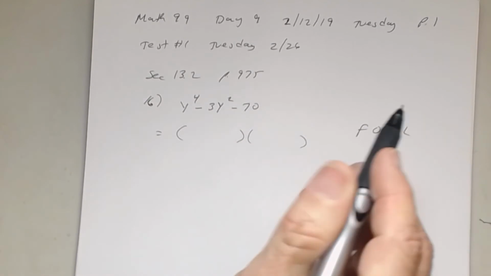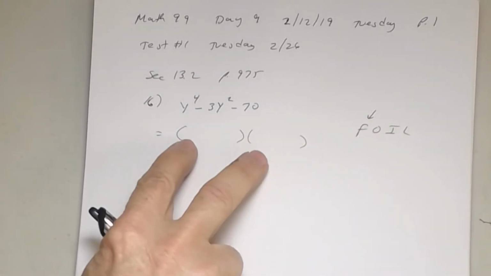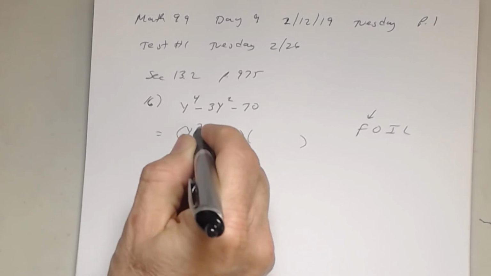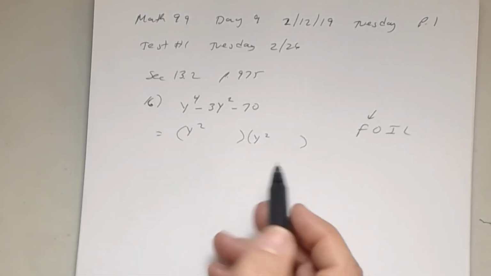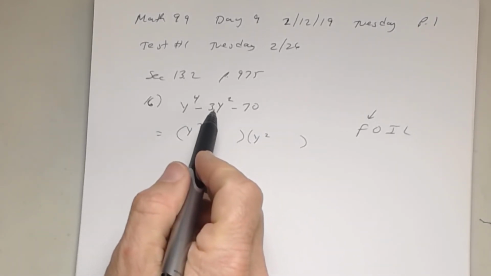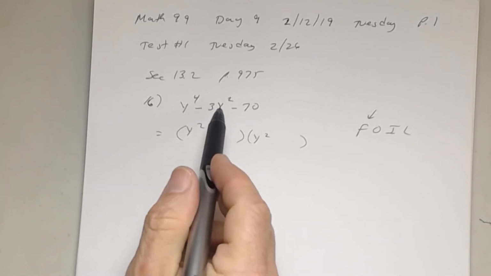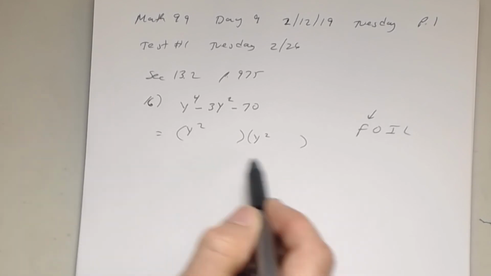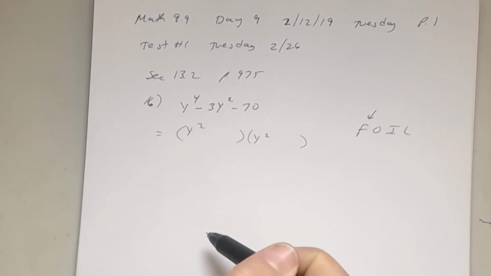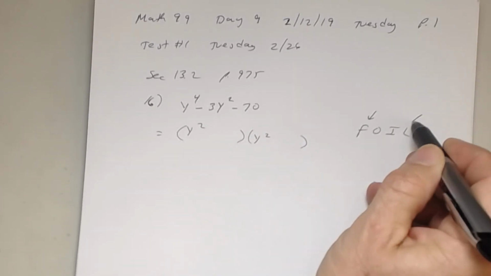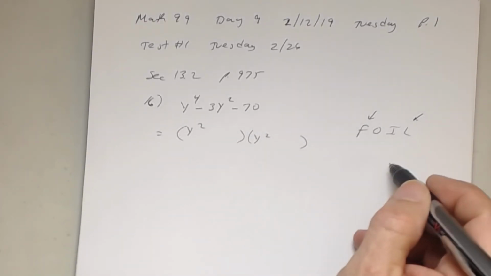FOIL. So let's do the F first. Give me two factors whose product is y to the fourth: y squared times y squared. In fact, you need y squared because what's that middle term? What variable do you see? Y squared. The only way you can get a y squared is if this outer and inner has a y squared in it. Now let's talk about the last term. The last term is negative 70, but we're going to look at the 70 for a moment.